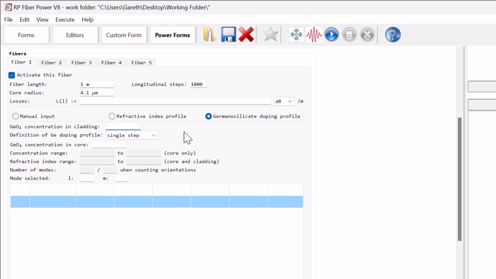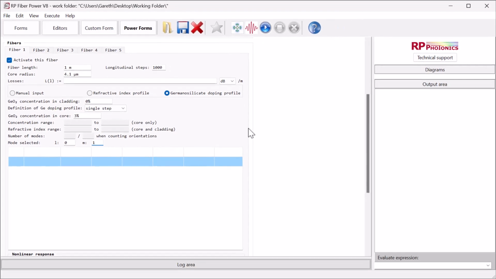and we'll define the fiber by its germanosilicate doping profile. The germanium dioxide concentration in the cladding is 0%, while the core has a 3% doping concentration. We'll also specify that we want to propagate the fundamental LP01 mode. The software automatically calculates the refractive index profile from the germania doping profile, giving properties like the effective refractive index at any wavelength and the fiber's full chromatic dispersion profile.